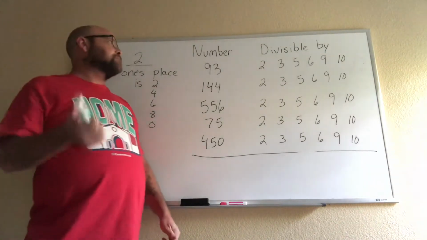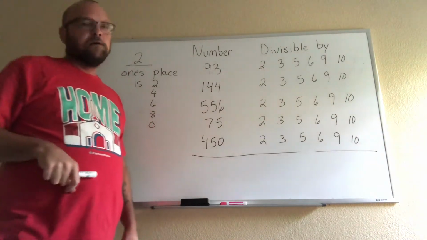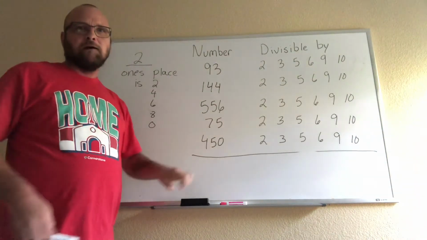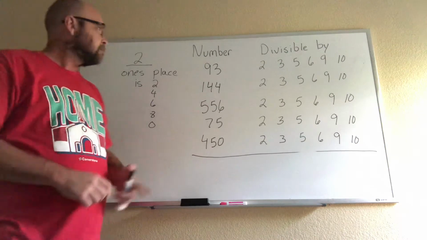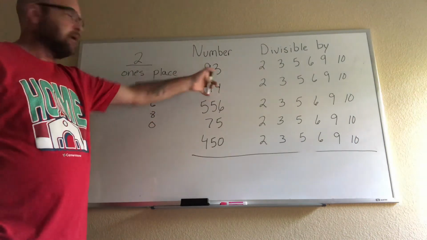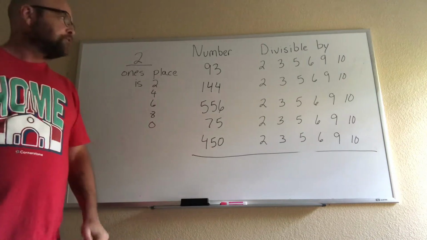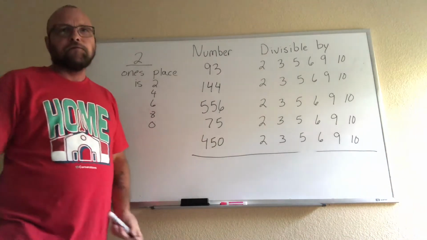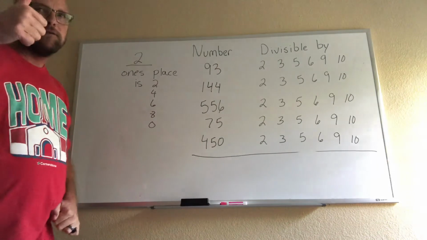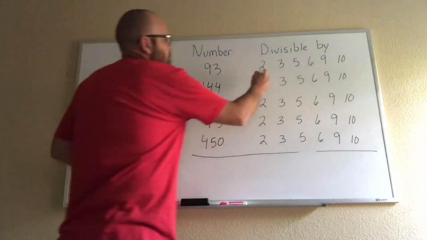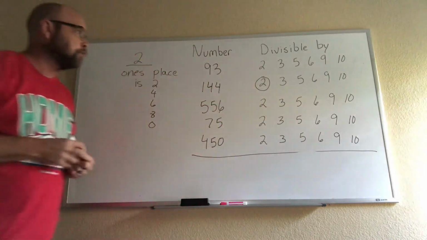I'm going to ask for thumbs up or thumbs down on this. So, is 93 divisible by 2? Thumbs up or thumbs down? It is not, because the ones place is a 3, and it's got to be either 2, 4, 6, 8, or 0. Is 144 divisible by 2? Yes, it is, because the ones place is a 4. So I'd circle the 2 on 144.